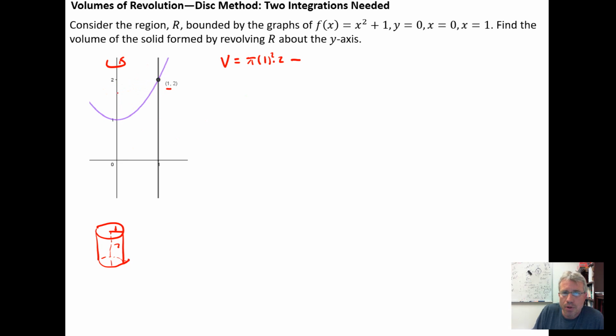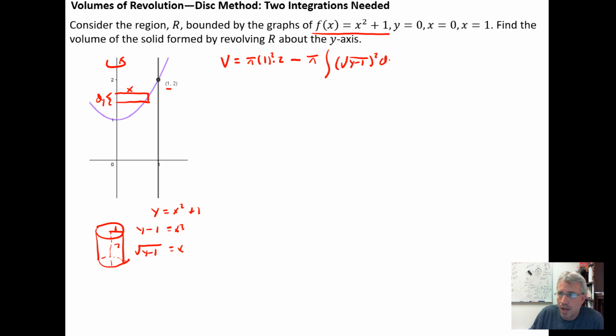Okay, so what's the volume of that region? Well, here's my representative rectangle. Those are dy slices. My radii are going to be x coordinates because I'm oriented horizontally. Solve that parabola for x. So I have y equals x squared plus 1. We get y minus 1 equals x squared. We get the square root of y minus 1 equals x. So subtract pi times the square of the radius times this width dy to get our cylinder volume, and then run that from 1 to 2.